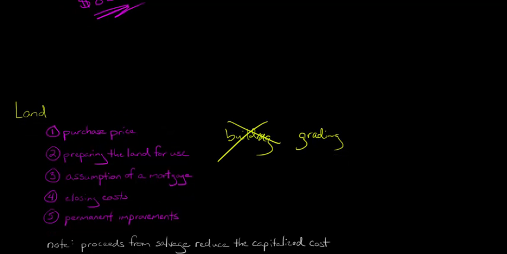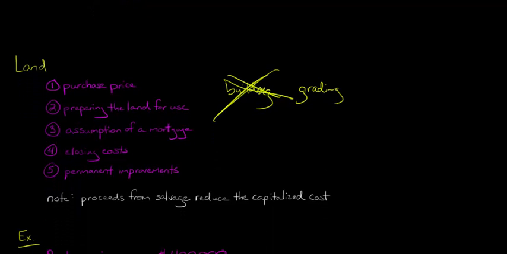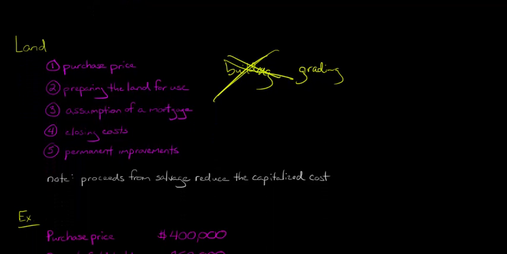Now, if you have any kind of proceeds that you get from salvage, so let's say when you're tearing down this old building, that you sell some of those materials to a scrap yard. Well, that's actually going to reduce the capitalized cost of the land, so that would actually be deducted from the value. So I just want to give you an example and make it a little easier to understand.